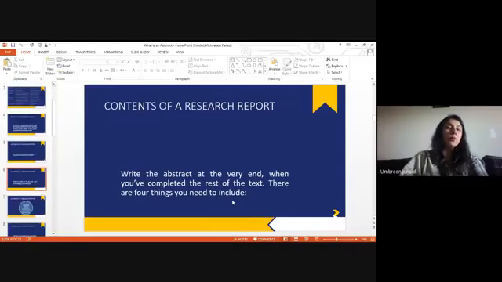Write the abstract at the very end, when you have completed the rest of the text. There are four things you need to include. One very important thing is that you must write the abstract at the very end. Why is this said so? Because right now, you have started the process of research, you are doing it right now.